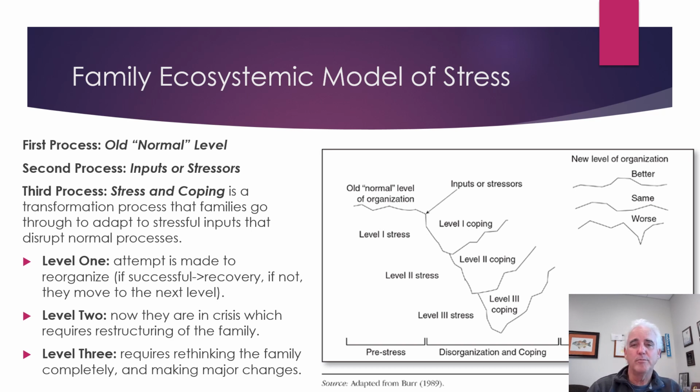So they've moved from just being stressed to really being in crisis, which requires the family to do some restructuring if they hope to recover. And then level 3 is where a family is just so deeply in crisis that they really need to rethink their family completely. They may be having a spiritual crisis or an existential crisis, making them question what life is all about, because it's such an overwhelming experience for them. Next slide, please.